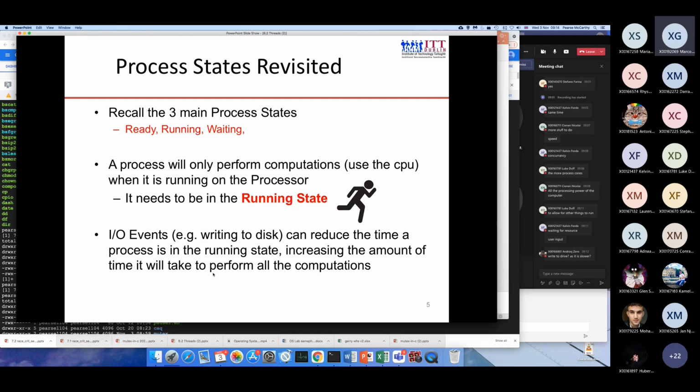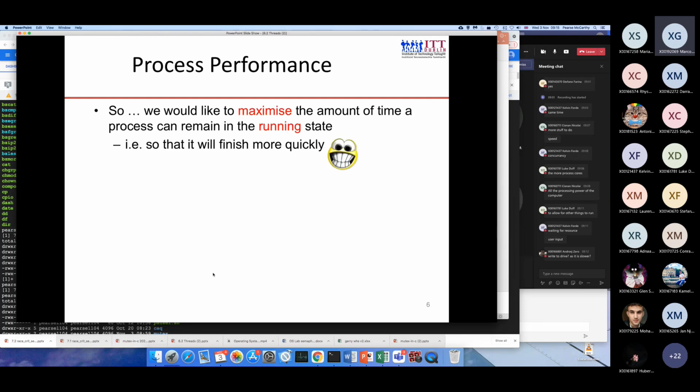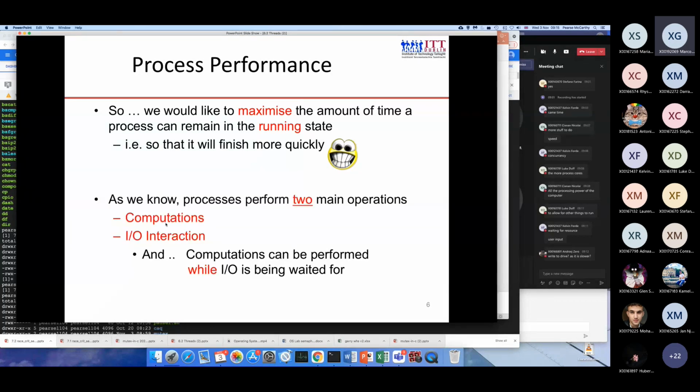Because otherwise some other process is going to get the CPU, right? Because the scheduler is not just going to sit there, give you the CPU and wait for you to finish talking to your slow peripheral. It's going to go, oh, someone else can have it. And then when his peripheral comes back to say it's written, I'll give it to you. Okay? So I've talked a lot there, and this is what these words are. We would like to maximize the amount of time a process can remain in the running state so it'll finish more quickly. And we know there's two things we like to do: computation, right, which is number crunching, crypto, whatever you want, and I/O interaction, right, which is waiting for users, writing to files.